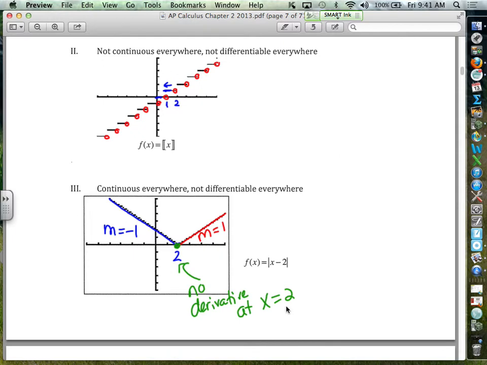If you look at this point back here at negative 1, we said the slope is negative 1. At negative 3, it has a slope of negative 1. Over here at, I don't know what this is, maybe 4 or 5, it has a slope of positive 1. Here at 3, it has a slope of positive 1. So everywhere else it has a derivative, or it's differentiable, but just not at that one particular point.